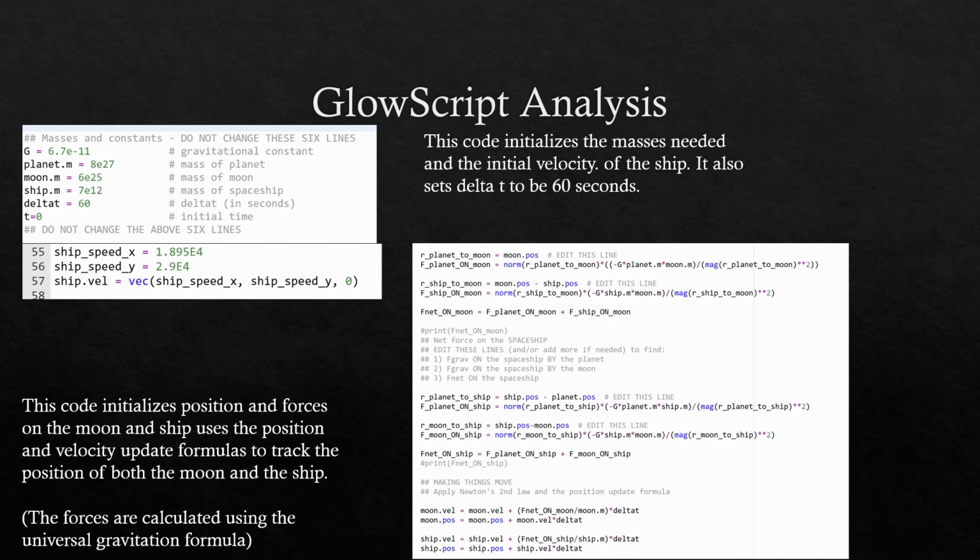The bottom code initializes position and forces on the moon and ship and uses the position and the velocity update formula to track the position of both the moon and the ship. The forces are calculated using the universal gravitation formula.